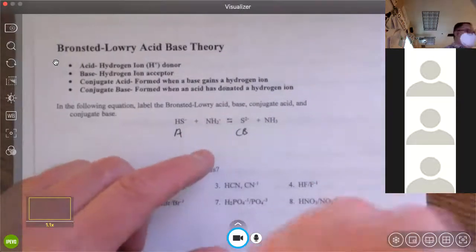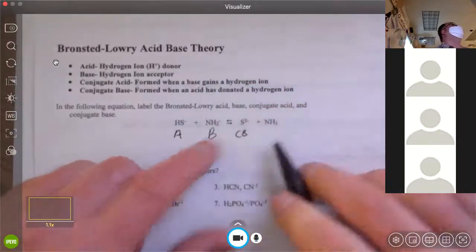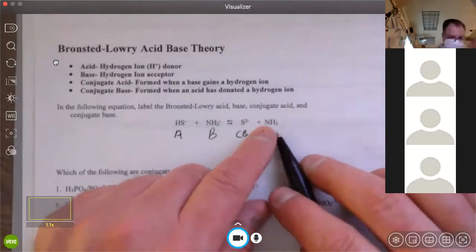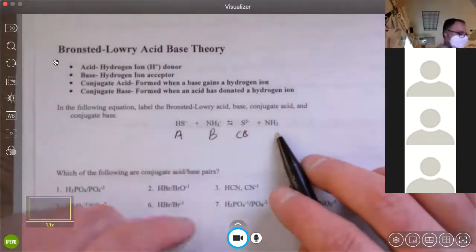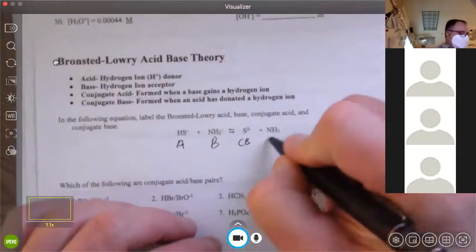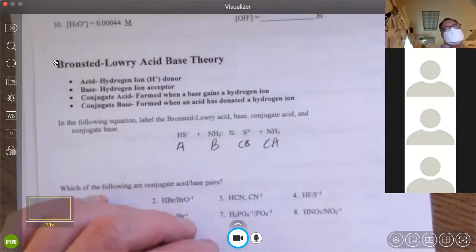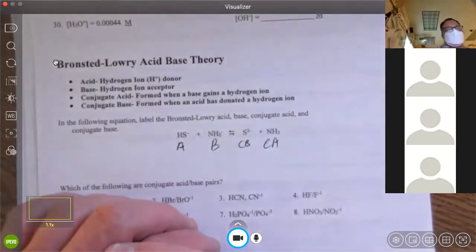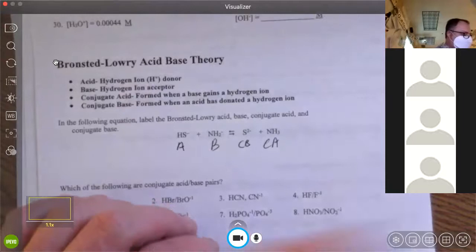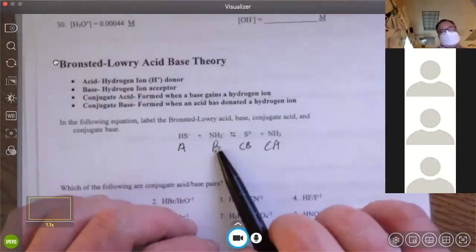That would be a conjugate base, and this would be the conjugate what of the base? Yeah, that would be the conjugate acid. So acids become bases and bases become acids. Remember, the only difference between an acid and a base then becomes a hydrogen. If it donates an H, it becomes a base. If it gains an H, it becomes an acid.